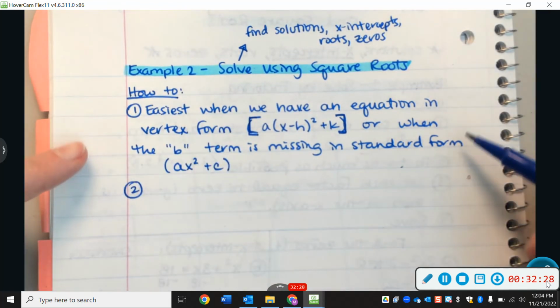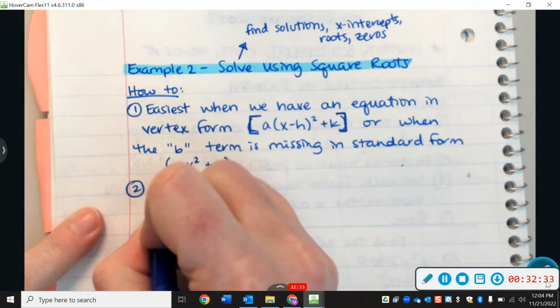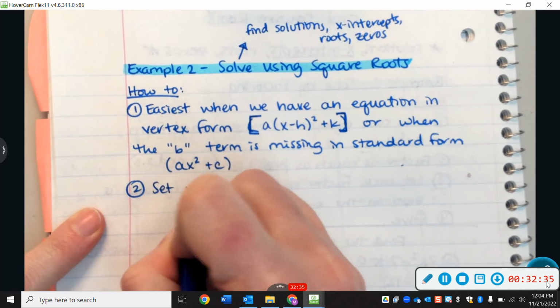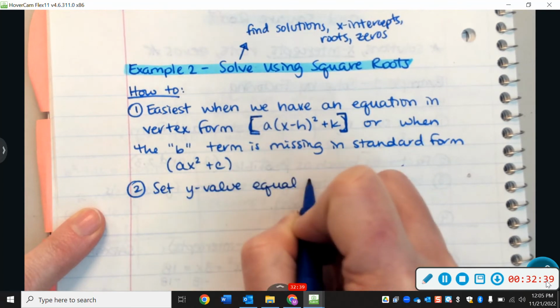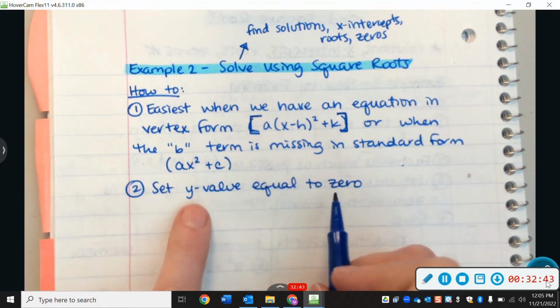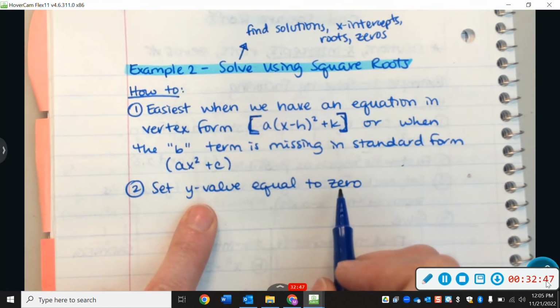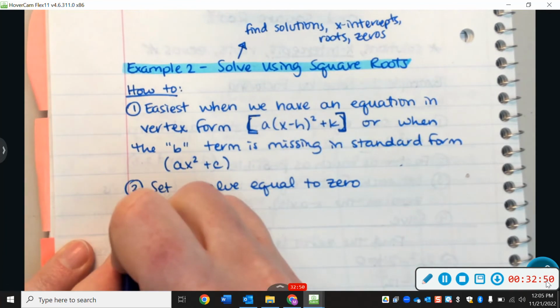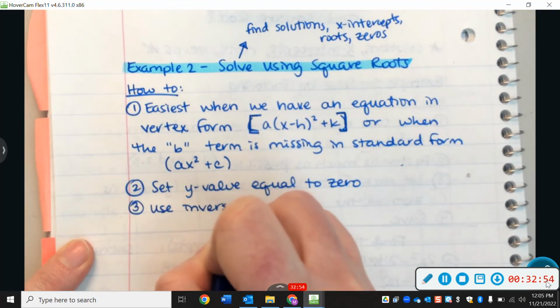So if I have one of these situations, the way that I will solve is I will set my y value equal to 0. And that's because x-intercepts have a y value of 0. Any point on the x-axis has a y value of 0. And then we're going to use inverse operations.